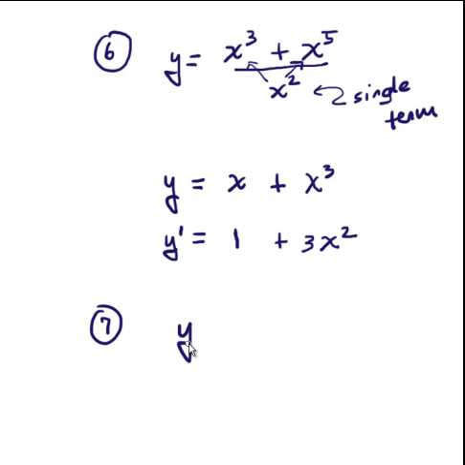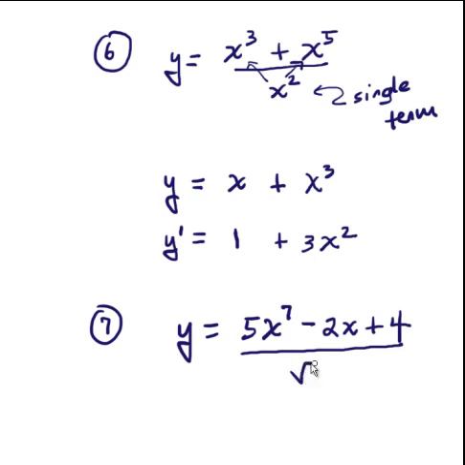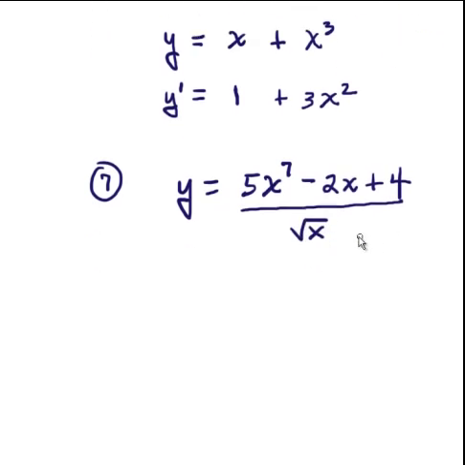Let's say we have y equal 5x to the 7th minus 2x plus 4. And this time we'll divide by the square root of x. Okay, we're going to do the same thing we did above. Remember, the square root of x is x to the 1/2. So we're going to divide x to the 1/2 into each term. Let's rewrite our function. Sorry, that's not y prime, but y. We'll start with y, rewriting our function.